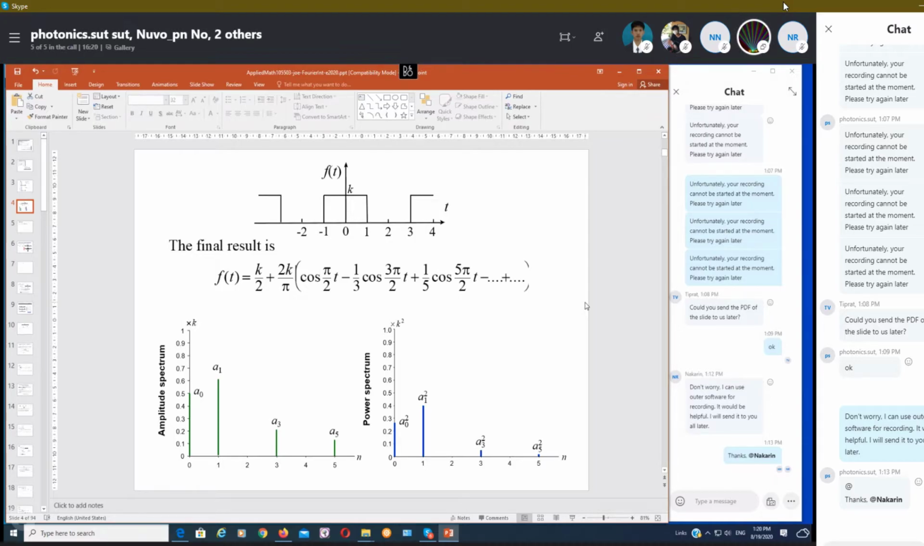Okay, after this we will talk about non-periodic functions. The next discussion will be Fourier representation of non-periodic functions.